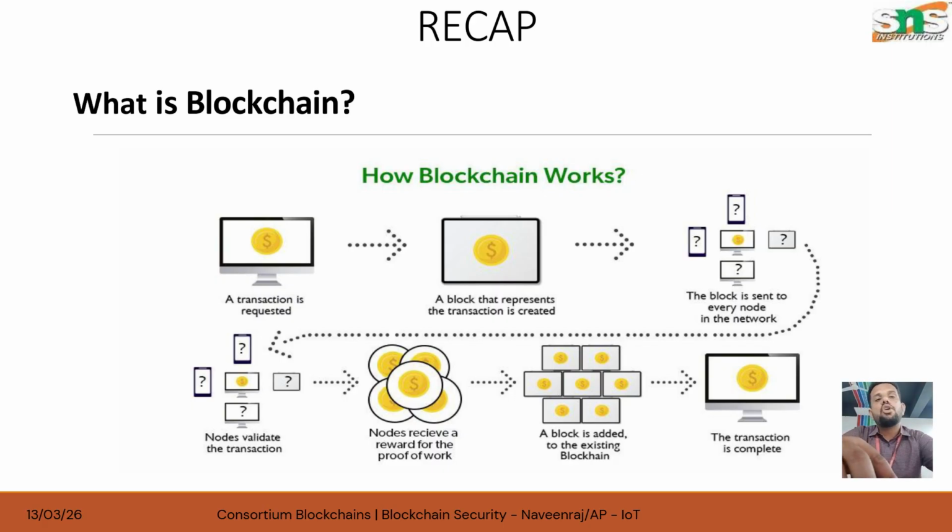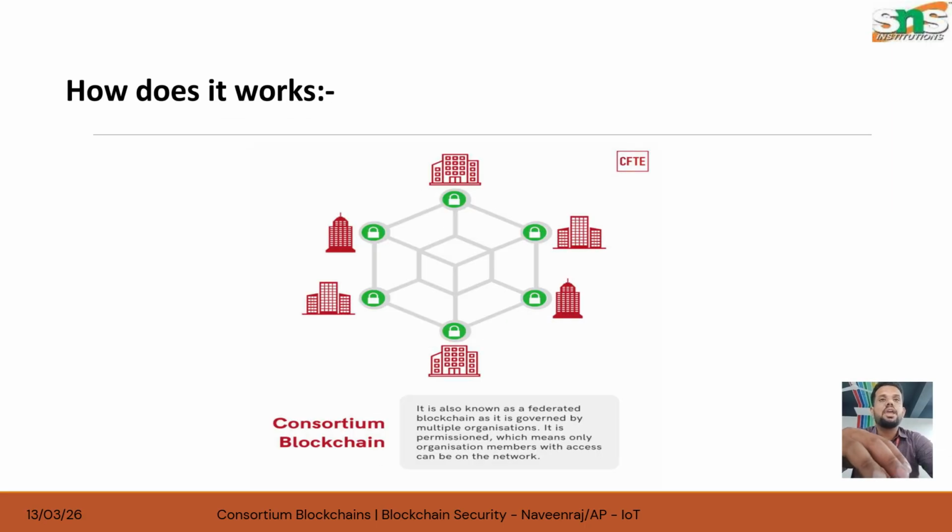The Consortium blockchain follows a layered architecture. First layer will be your network layer, which connects all the participating organizations together. It uses peer-to-peer communications. For example, let's say banks connected in one secure network, right? Like that, this Consortium blockchain will follow a layered architecture.